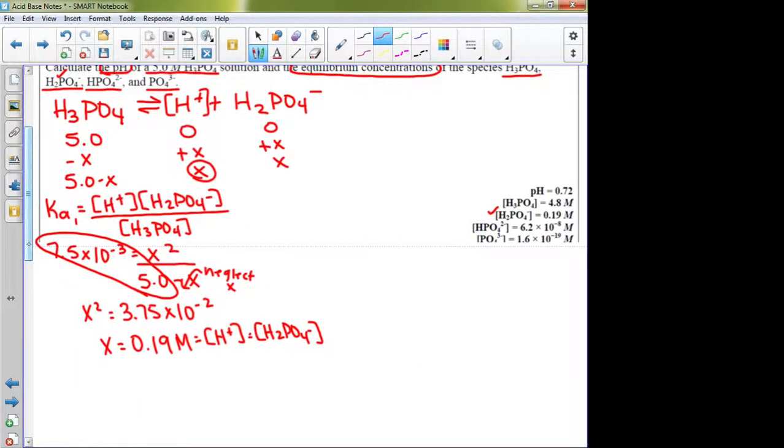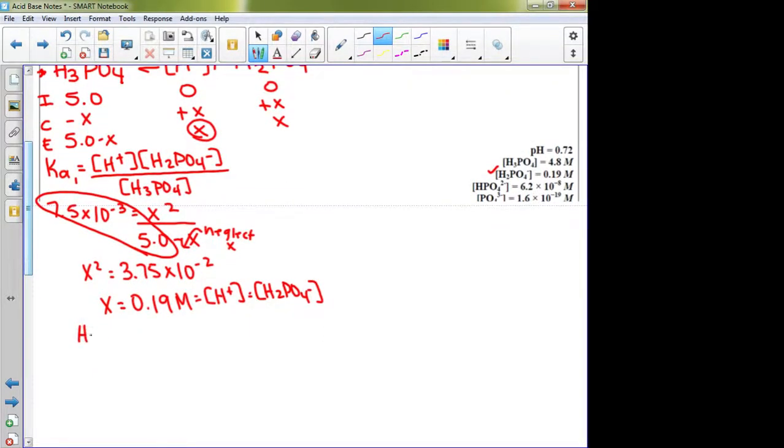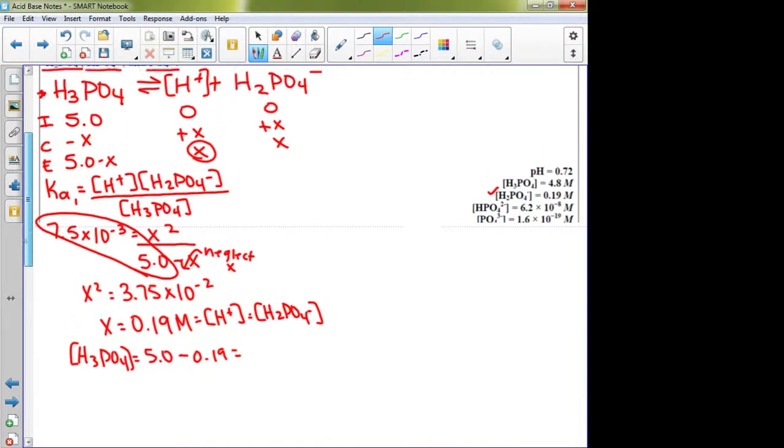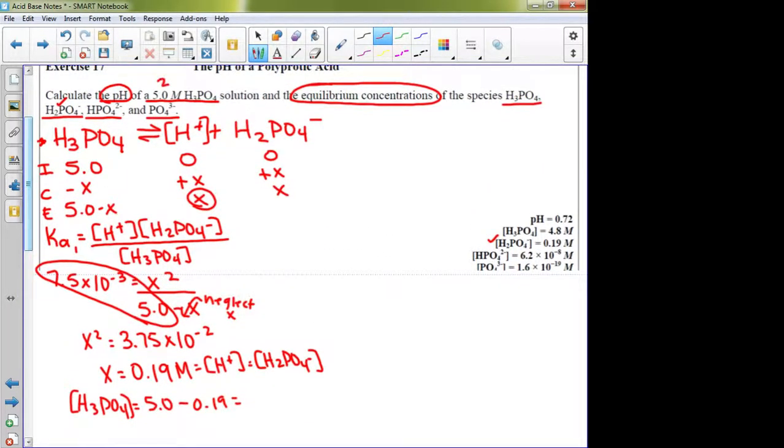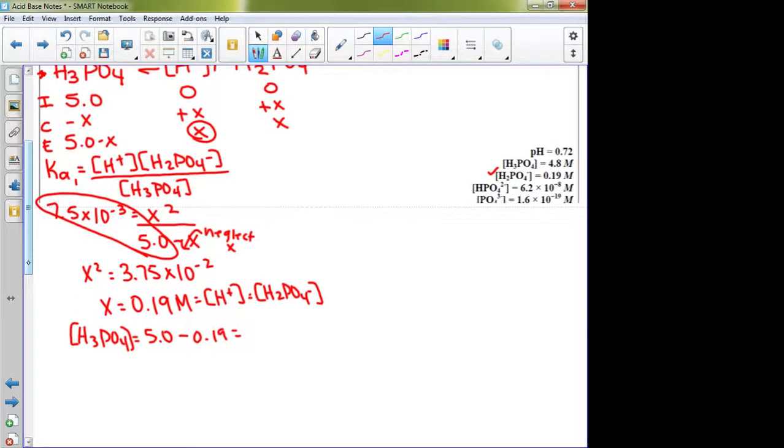Now that I know what X is, what else can I find the concentration of at equilibrium? My H3PO4, right? So at equilibrium, here's my E, C, I. At equilibrium, it's 5.0 minus X. So I would just do what for my H3PO4? I would just say 5.0 minus 0.19. And that would give me, since I'm trying to keep my answer in how many sig figs? 2. That would just give me 4.8 molar. So now I found that one as well.